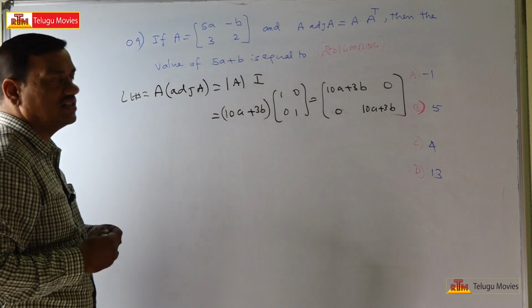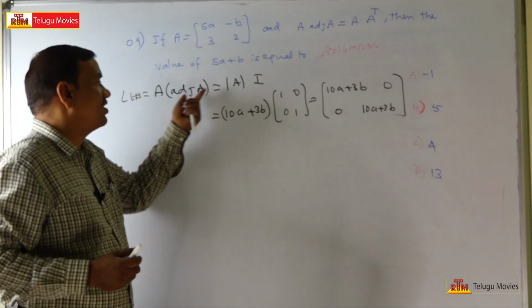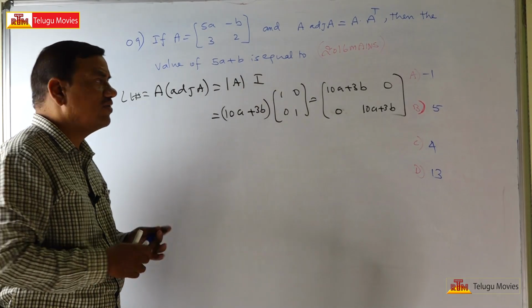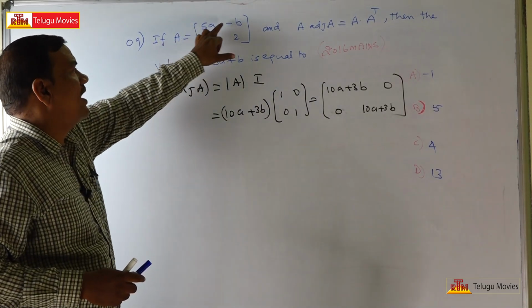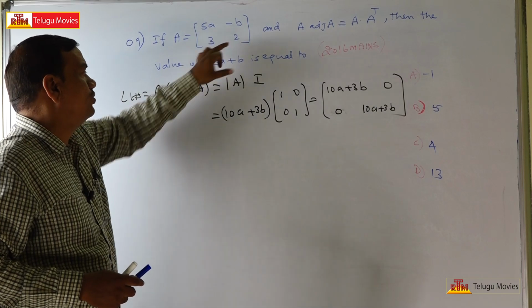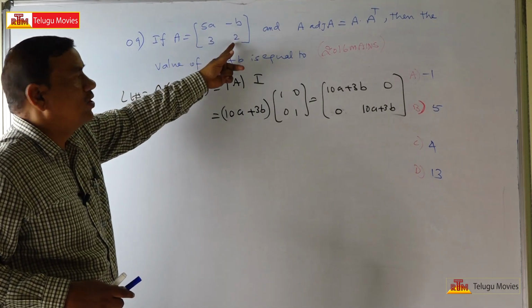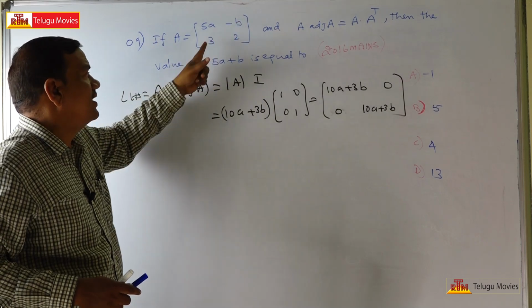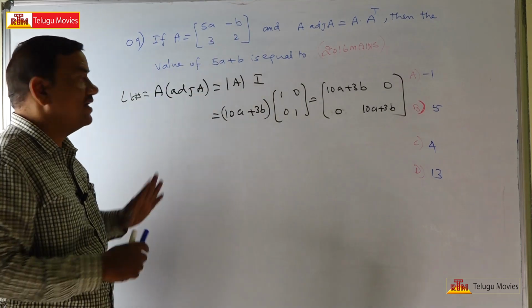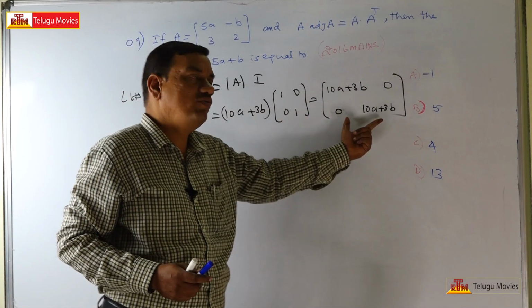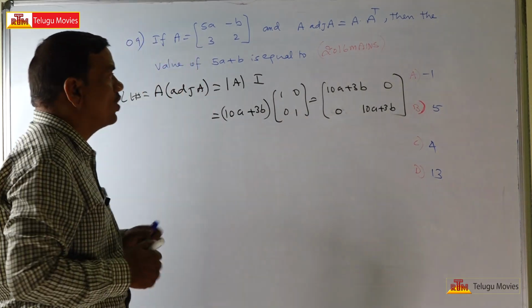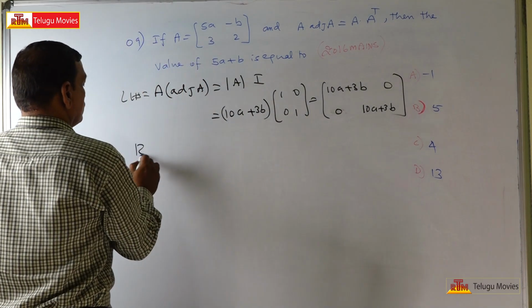Sir, if I didn't get this idea: A times adjoint of A is equal to det A into I. So, you can find A is [5A, minus B; 3, 2]. What is the adjoint of A? Just interchange these two, so [2, B; minus 3, 5A]. You multiply this, you will get the same answer. Okay, now coming to the right hand side.